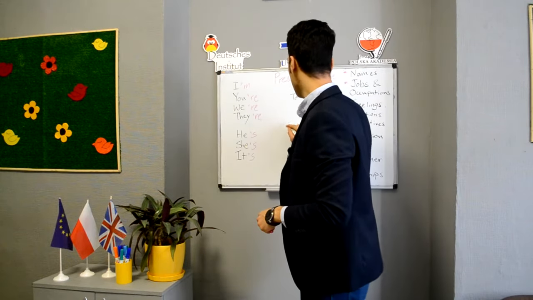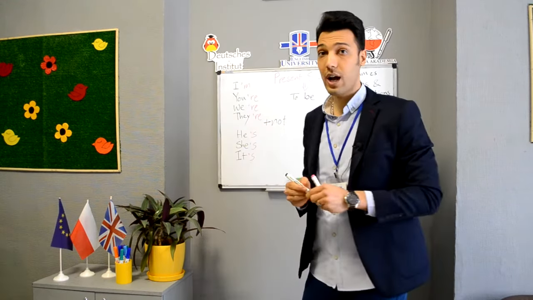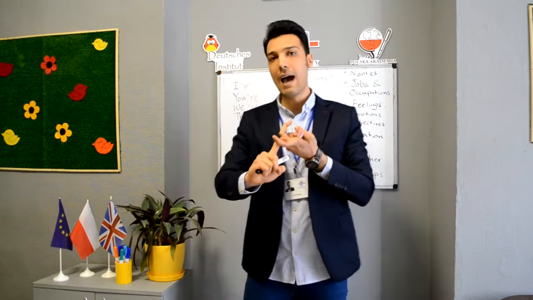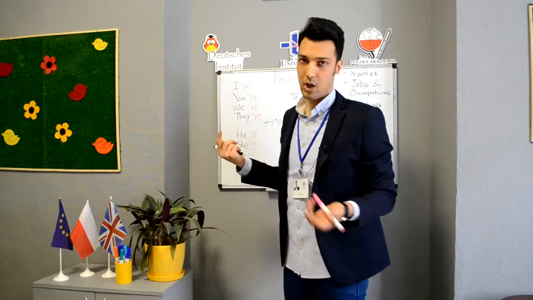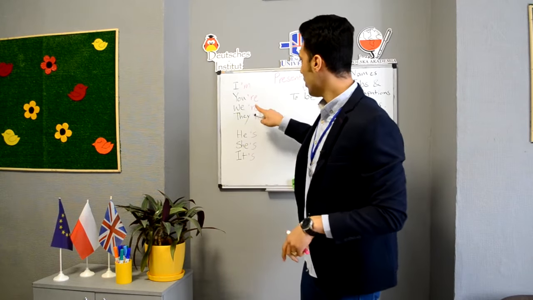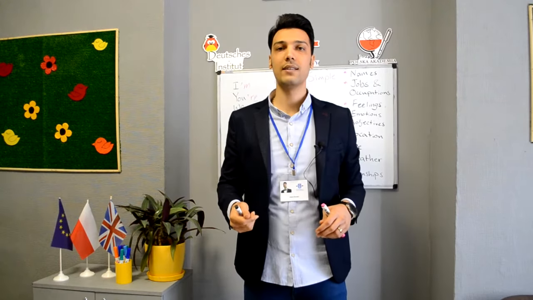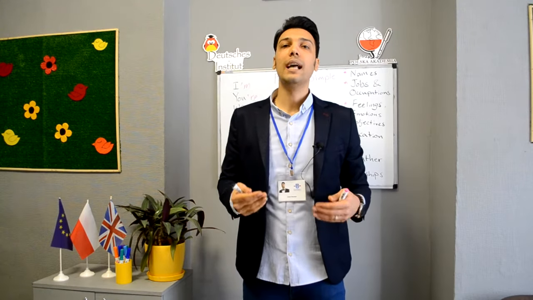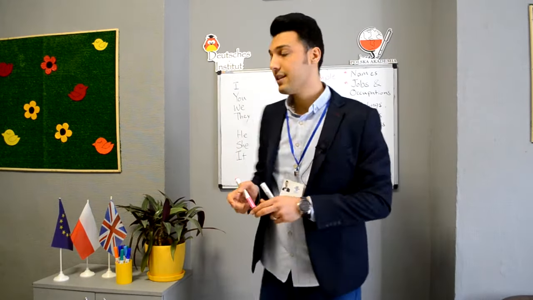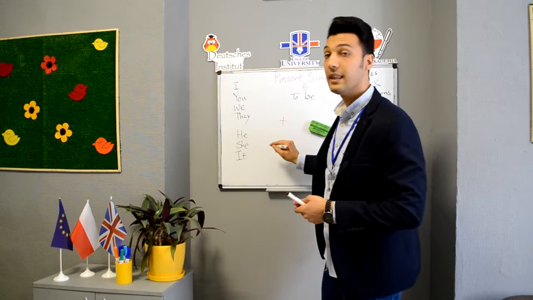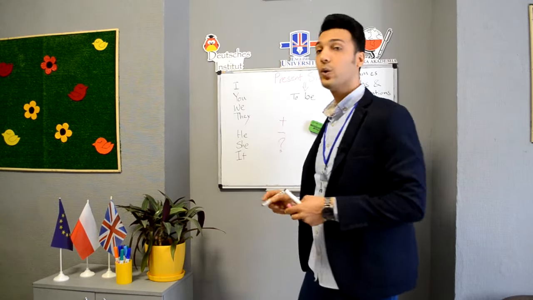When we add not for negative sentences, we have new contractions. We cannot contract am and not. So am not is am not, or we can say I'm not. But for are not and is not, we have a contraction. So we can say aren't or isn't. So we talked about affirmative sentences, negative sentences. Now it's time to talk about yes-no questions.